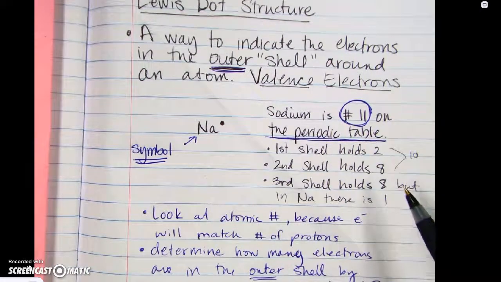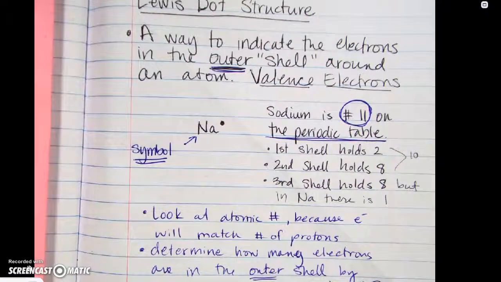The first shell has 2 electrons. The second shell has 8 electrons. And if its third shell was full, which it's not, it would also have 8 electrons.